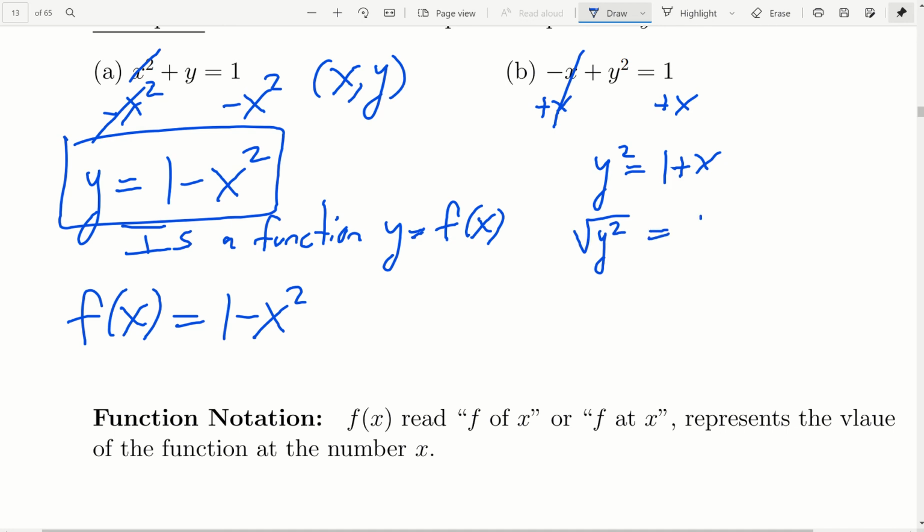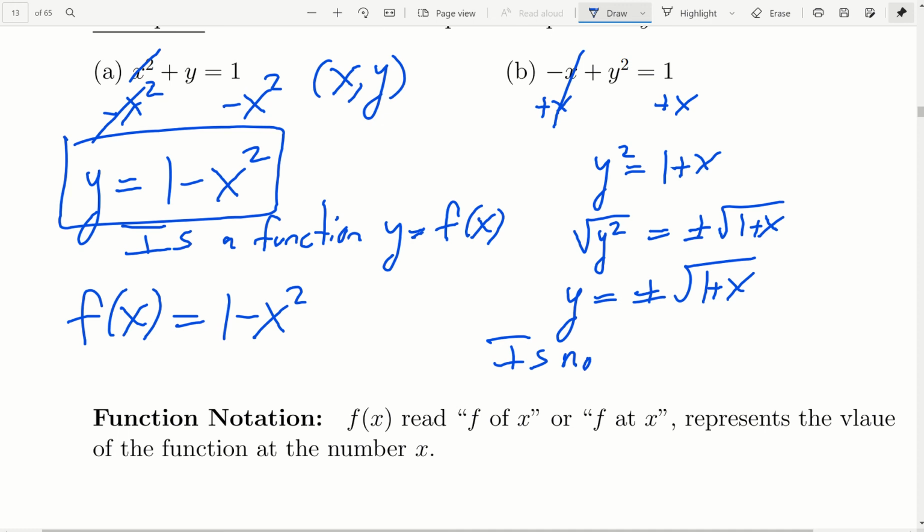But be careful. Remember, if you take the square root of a real number, that has two square roots, both the principal root and a negative root. The square root and the square cancel, and so we get y equals plus or minus the square root of 1 plus x. And because of this plus and minus quantity, this is not going to be a function. So y is not going to be a function of x in this case.